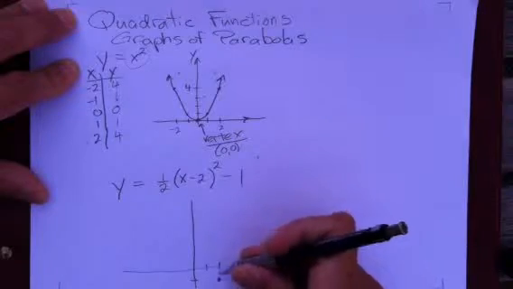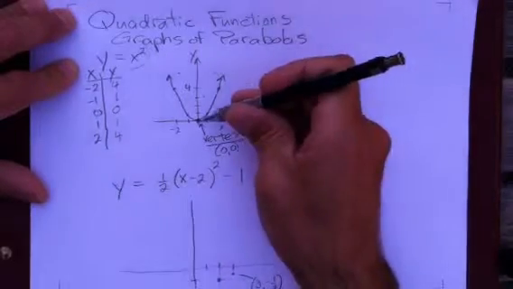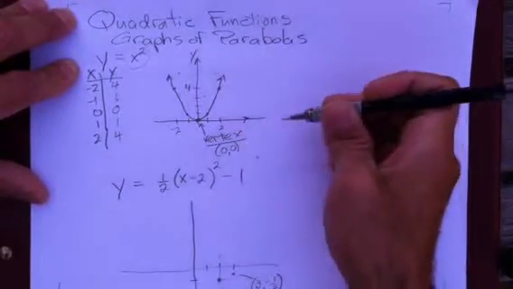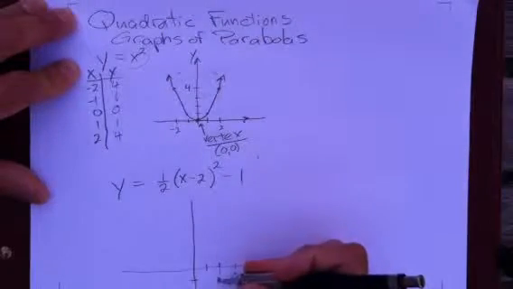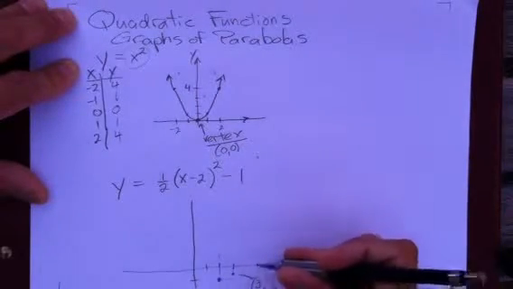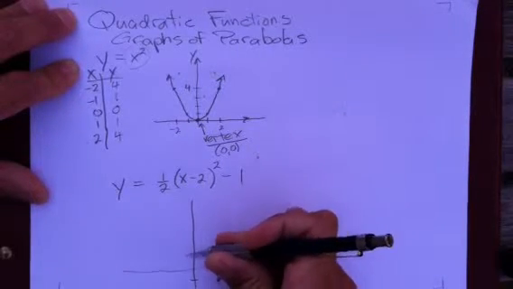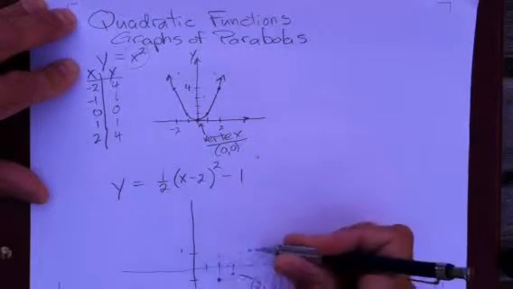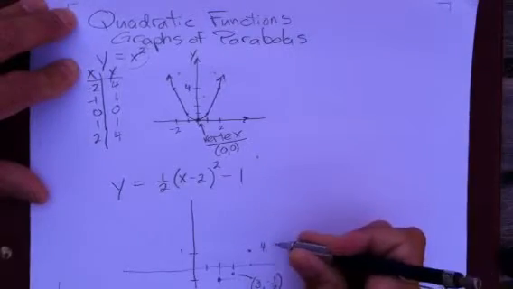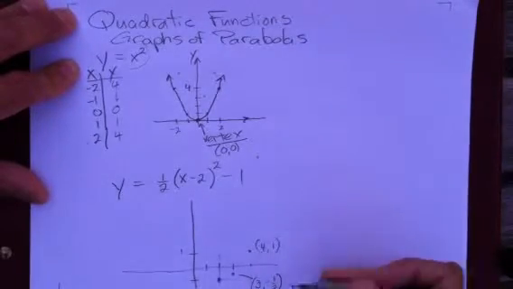Also, from that vertex point, I used to have a point over 2, up 4. So that vertical compression should give me a point over 2. Instead of up 4, it should be up 2. So that should put me where? Right about there at 1. So I should have the point 4, 1 on this graph.